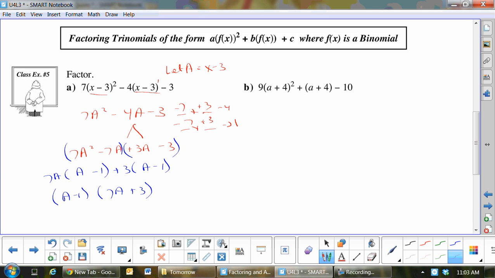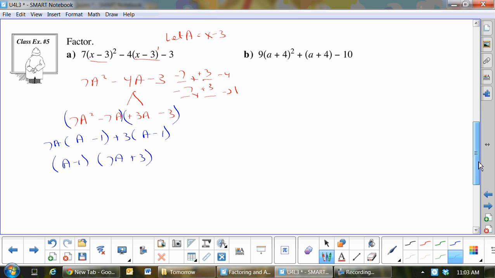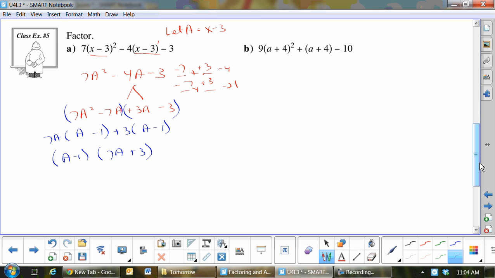Now, can I factor this anymore? Because always ask, do all the factoring first. When you're done, then go backwards, and whatever you see a big A, put in x minus 3. Make sure you do it in brackets or you will get it wrong. So I'm just going to keep the colors the same. A is x minus 3, and then minus 1, and then this is 7 x minus 3.